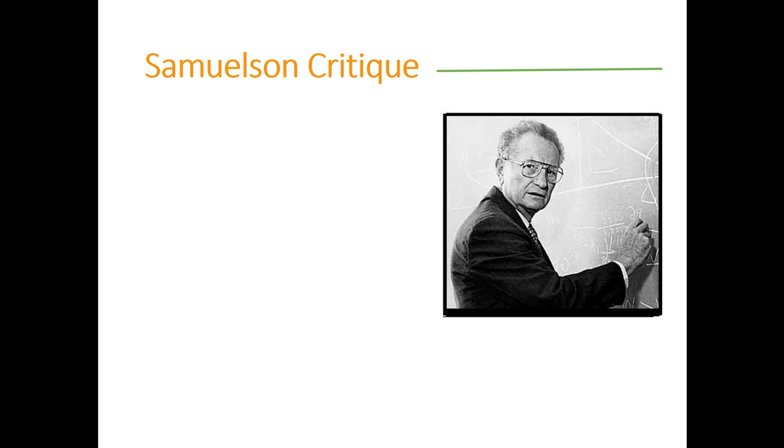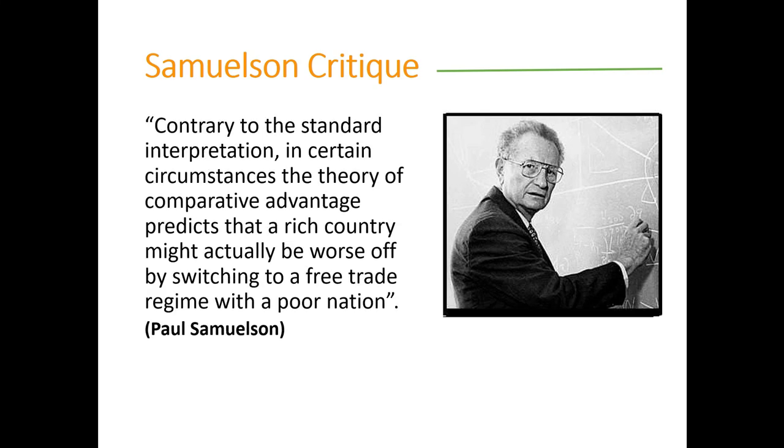Speaking of the assumptions on comparative advantage, some economists argued that once all assumptions are dropped, the case of unrestricted free trade, while still positive, has been associated with a new trade theory to lose some of its strength. In a recent and widely discussed analysis, the Nobel Prize-winning economist Paul Samuelson argued that, contrary to the standard interpretation, in certain circumstances the theory of comparative advantage predicts that a rich country might actually be worse off by switching to a free trade regime with a poor nation.